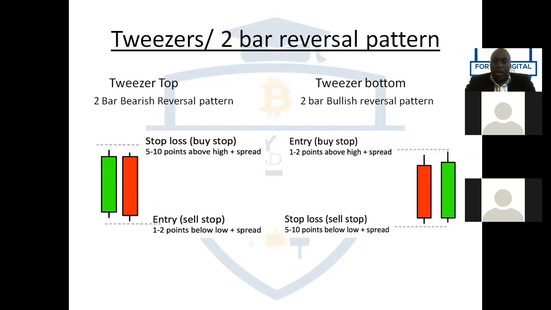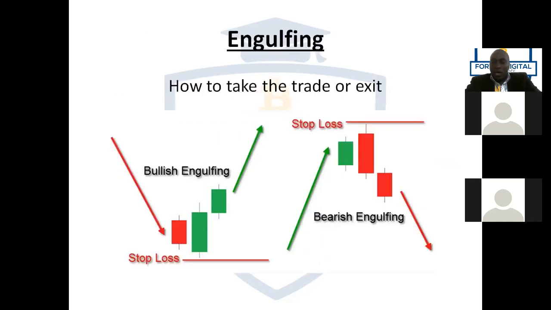So another name for tweezers is two-bar reversal pattern. If you have tweezer top, you can call it a two-bar bearish reversal pattern, and tweezer bottom, you can call it a two-bar bullish reversal pattern. So we have also bullish engulfing and bearish engulfing. Bullish engulfing, you find it in a downtrend, then all of a sudden at an area of support at the 50 moving average, at the 21 EMA, that is in an uptrend, and then the price will rise. Also, you can get it in a downtrend far away from the moving averages. That is a bullish engulfing.